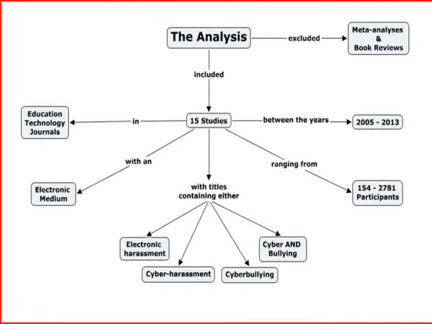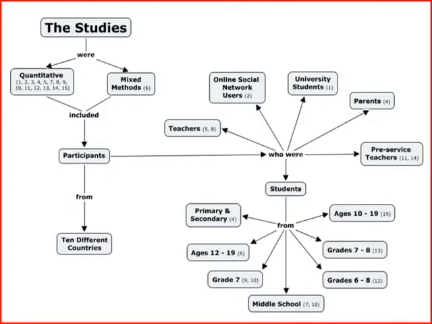The number of participants in the studies ranged from 154 to 2,781. All of the studies reviewed used a quantitative approach to data collection and analysis, with the exception of one study that used a mixed methods approach. The studies involved participants from 10 different countries. The participants ranged from young children to adults in the general public. Many studies looked at specific groups such as teachers, middle school students, university students, and parents.